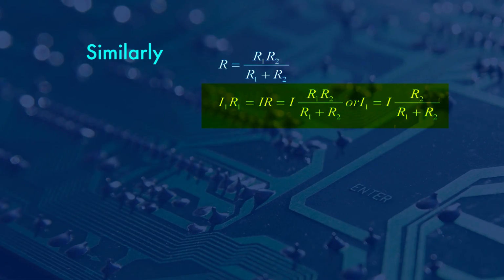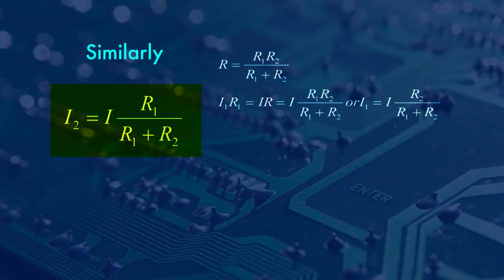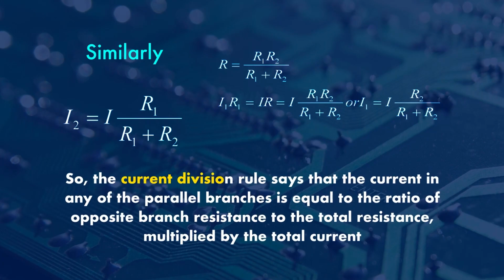So what will be the value of I1? I1 is equal to the total current I multiplied by the resistance R2 upon R1 plus R2. Similarly, you can calculate the current flowing through branch 2, having resistance R2. So I2 can be written as total current I multiplied by R1 upon R1 plus R2. So the current division rule says that current in any of the parallel branches is equal to the ratio of the opposite branch resistance to the total resistance, multiplied by the total current.